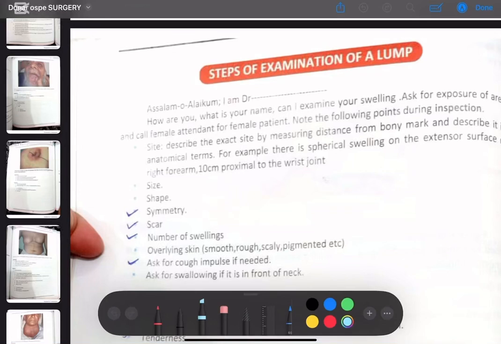So we are going to study the examinations of surgery specifically, and in this video we are going to discuss the steps of examination of a lump.